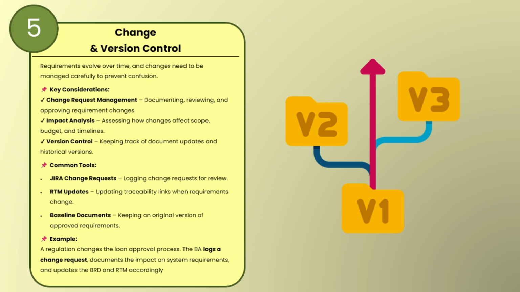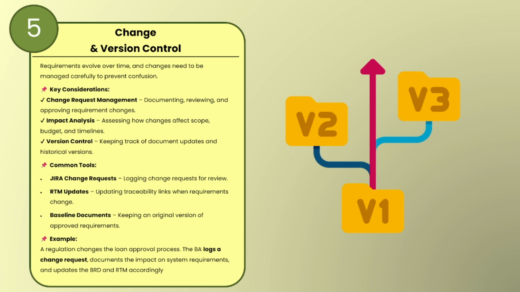Very first is change request management. Here is documenting, reviewing and approving requirement changes. What does it mean? Whenever someone wants to change a requirement, we don't just go ahead and do it. We log it properly, discuss it with the right people and get formal approval before making any updates. Well, again, I am repeating, we have already seen change request management in detail. You will find links in the description.